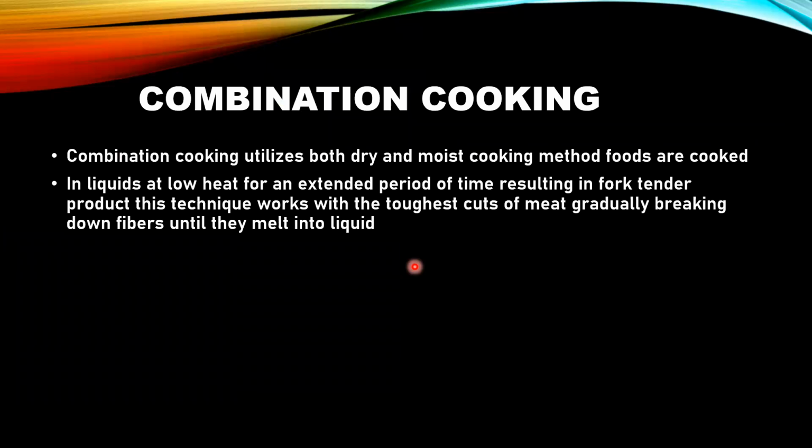Then the third method of cooking, we have combination cooking. Combination cooking utilizes both dry and moist cooking, in liquids at low heat for an extended period of time, resulting in a fork tender product. This technique works with the toughest cuts of meat, which gradually break down fibers until they melt.